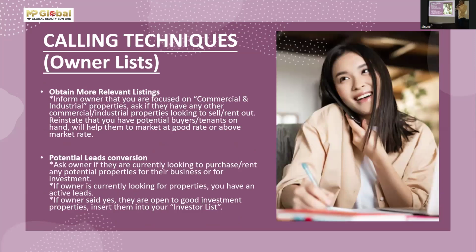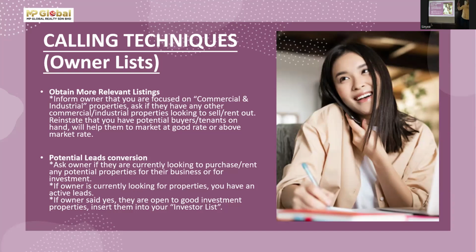Okay, next. So just now there are 3 points. In total, there will be 5 points in just one calling owner. Obtain more relevant listing. So when you are calling any of these owners, tell them also you are, for example, industrial or commercial property specialists. We also have a team that is focusing on this. If you have any other commercial industrial properties available on hand, pass to us. We will help you to get it up with priority. So imagine, you know why?